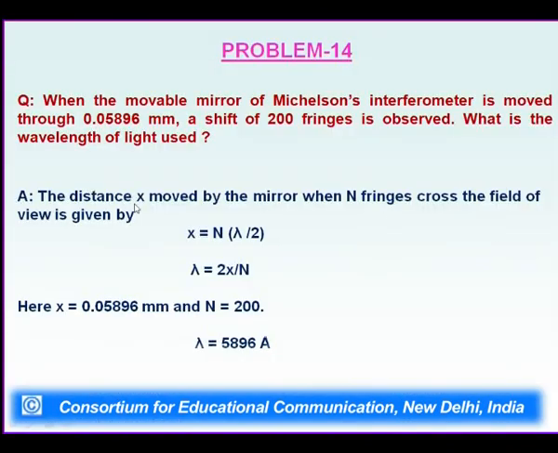The distance x moved by the mirror when n fringes cross the field of view is given by x is equal to n into lambda by 2. Now, lambda is equal to 2x by n. The value of x is 0.5896 millimeter and n is equal to 200, and by putting these values in this equation we can get the wavelength of the light used. Then lambda is equal to 5896 angstrom.